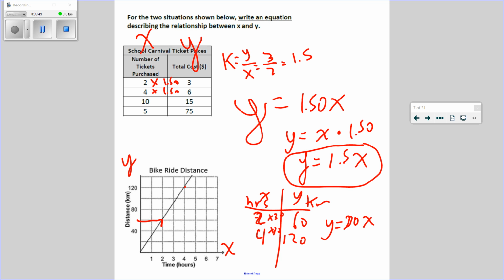If you did not understand how I got that, what's 60 divided by 2? 30. What's 120 divided by 4? 30. So y equals 30x. That means every time I know the time, if I multiply by 30, I will get the distance.